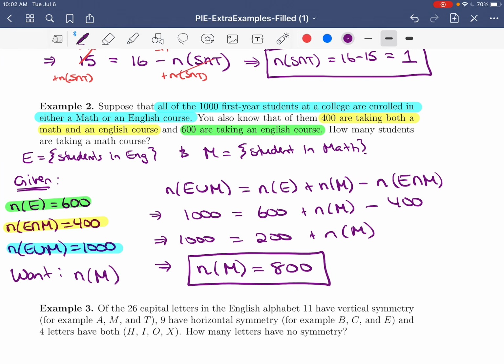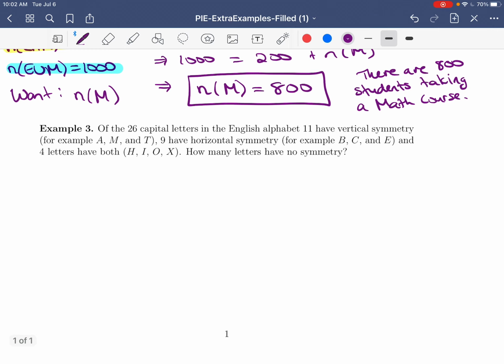Okay, and you should answer this maybe with a sentence. So there are 800 students taking a math course. Now some of these are also taking English. In fact, 400 of them are also taking English.